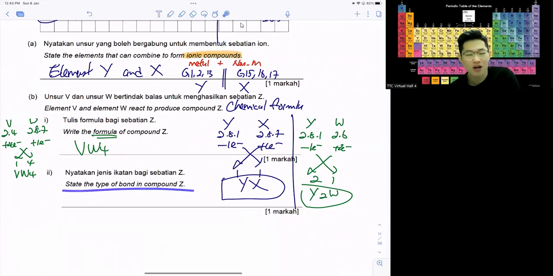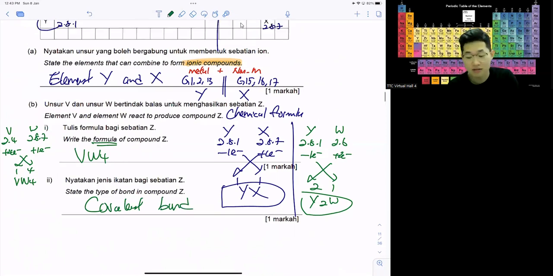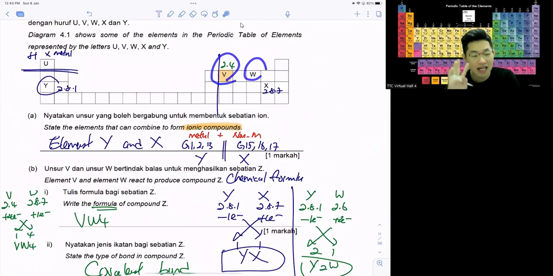State the type of bond in compound Z. Type of bond. Okay, VW4 is what kind of bond? Covalent bond, because non-metal and non-metal share electrons.